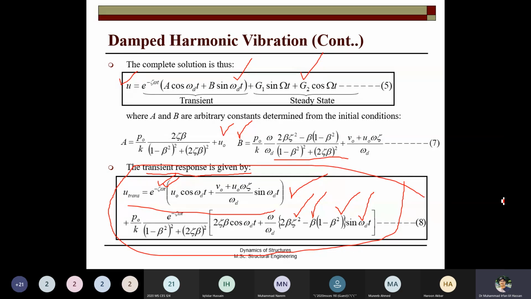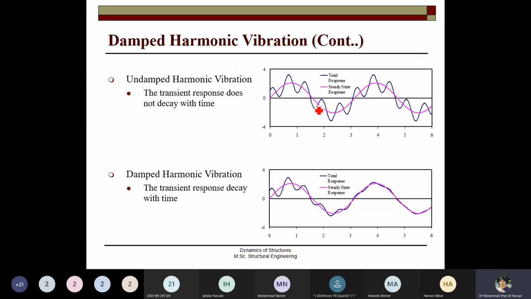Now if you plot this last equation, equation number 8, as a function of the time, you see that for the undamped system there was a lot of vibrations. The total response is shown in the blue color, but when with the same values the damping is also added to the system, you see that due to the damping effect, the response, the vibration is reducing and it diminishes at the end. And what happens at the end, that the total response and the steady state response join each other.